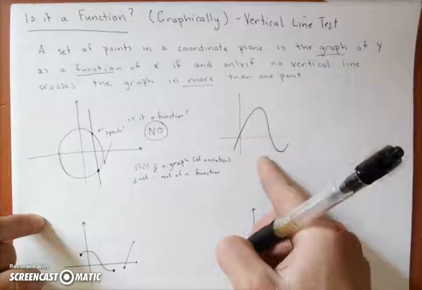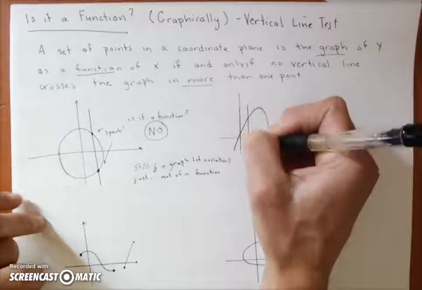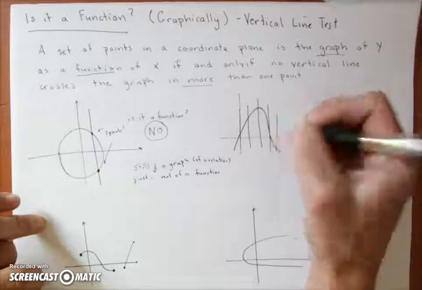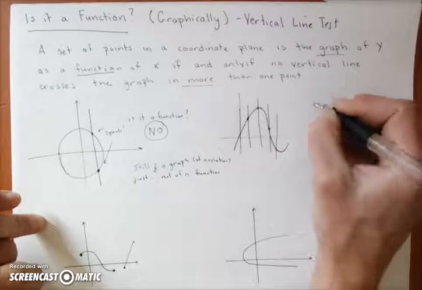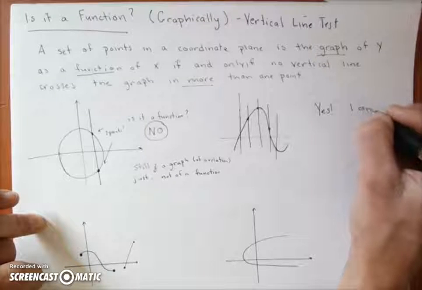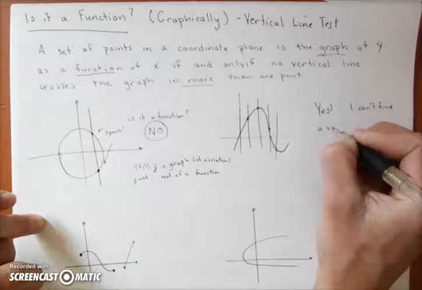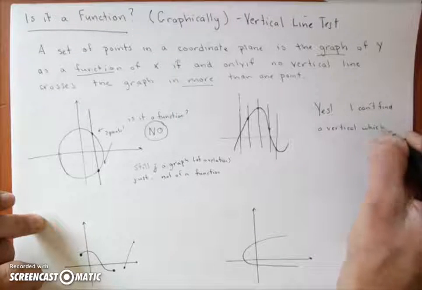In this example, any vertical line I draw is going to cross the graph in just a single point. So this one is a function. I can't find a vertical line which crosses more than once.